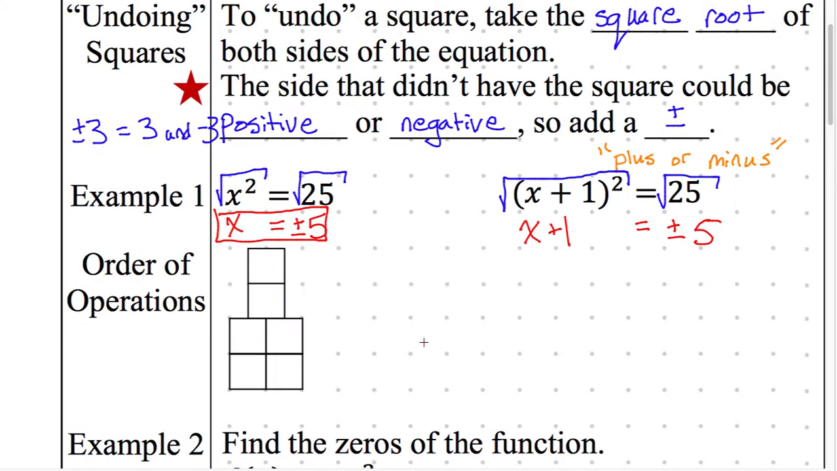Okay. And then there's one additional step to solve for the x, and I'll do that really quickly here. I just have to subtract 1 from both sides. -1, -1. So therefore, x, these cancel out, is equal to -1 plus or minus 5. That's how I could write that.